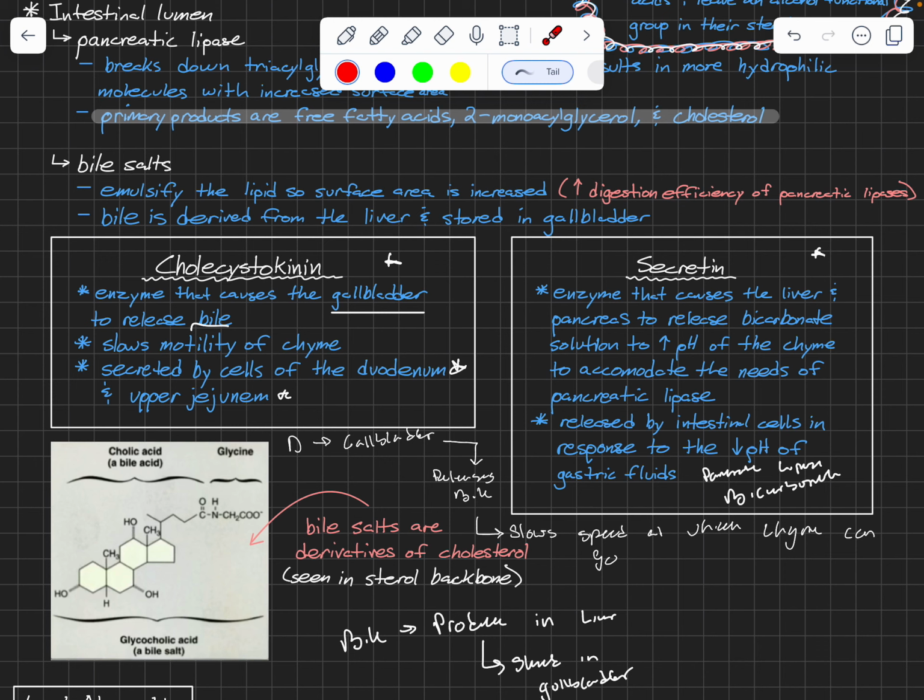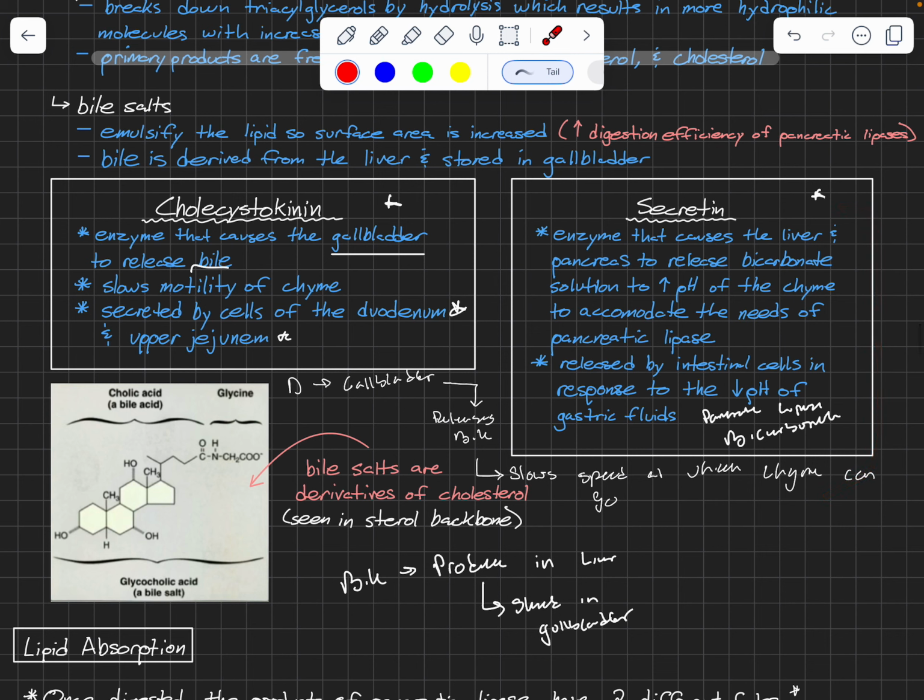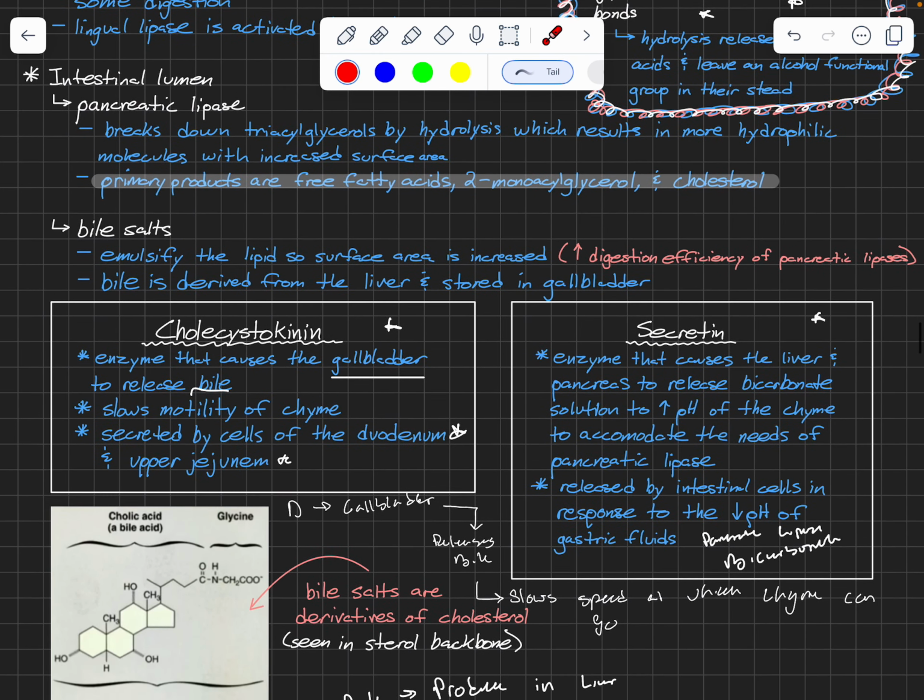But for cholecystokinin, we just need to know it helps release bile and it slows down chyme to allow these enzymes to act more efficiently. So now we'll talk about secretin right here. This hormone causes the liver and pancreas to release bicarbonate solution. And what's really cool is pancreatic lipases do not work well in an acidic environment. They are not overly efficient in acidic environments.